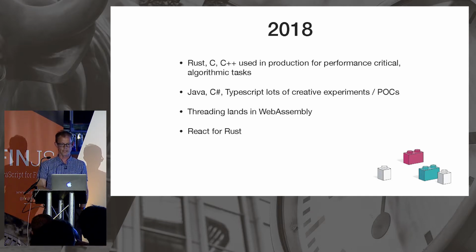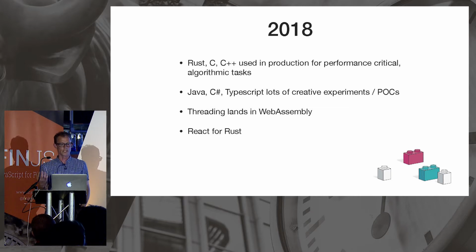So a few predictions. Throughout this year, I think we're going to see languages like Rust, C, and C++ used in production for performance-critical algorithmic tasks. And the reason for that is those particular languages have features that make them a good candidate for compilation to WebAssembly at the moment.